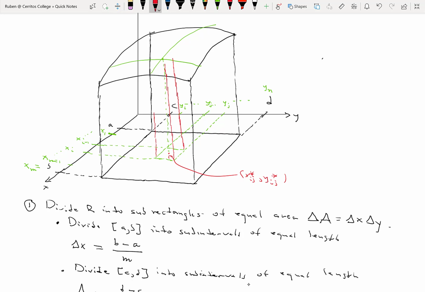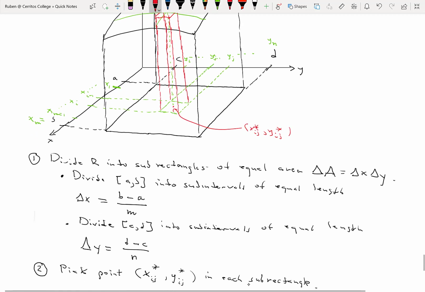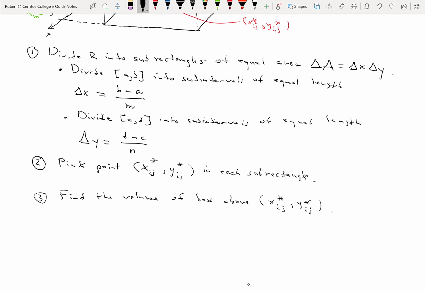What is that height? What is its actual formula? What is this dotted green height, what is its actual value? Well, the point in the xy plane is x sub i j star, y sub i j star, and z values are given by f of x, y, so the height of that one box is f of x sub i j star, y sub i j star. So the volume of that one little box is going to be its height, f of x sub i j star, y sub i j star, times the area of the base.